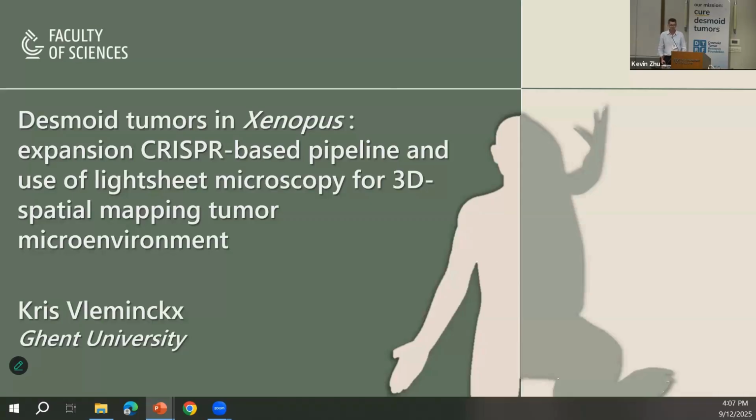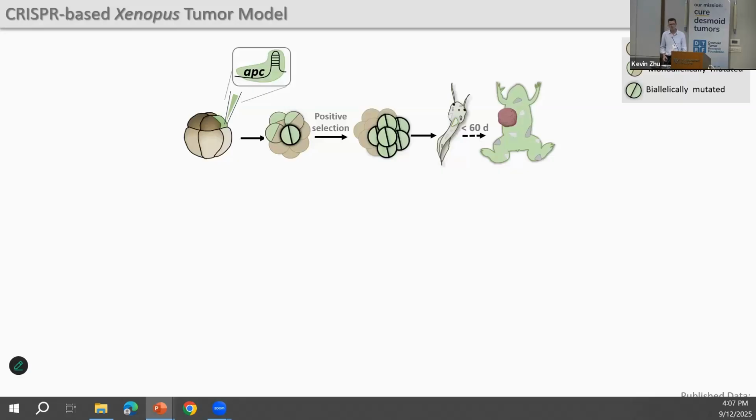Xenopus is a frog. You may wonder why we use this animal, so it's not a mouse. Well, one thing that is very easy to do in Xenopus is to knock out genes using CRISPR technology. It's not so easy to knock in genes, but knocking out APC, for instance, is very easy to do.